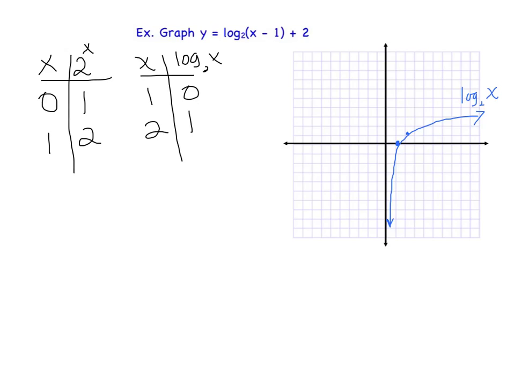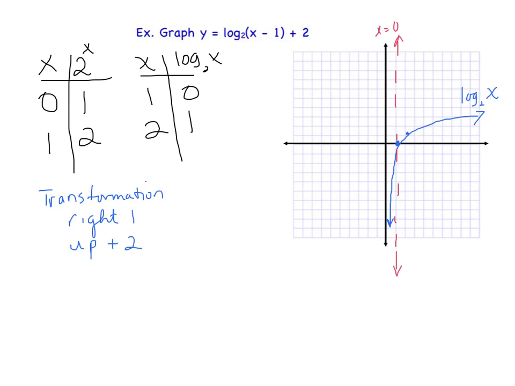But this has a transformation. Inside the parentheses controls right and left. It's negative, so it's going to move to the right 1. The plus 2 on the end takes the whole graph up 2. So I'm going to change colors, and I'm going to move first my asymptote, because on a log function, right or left changes my asymptote from x equals 0 to right 1. So the asymptote is going to go here.